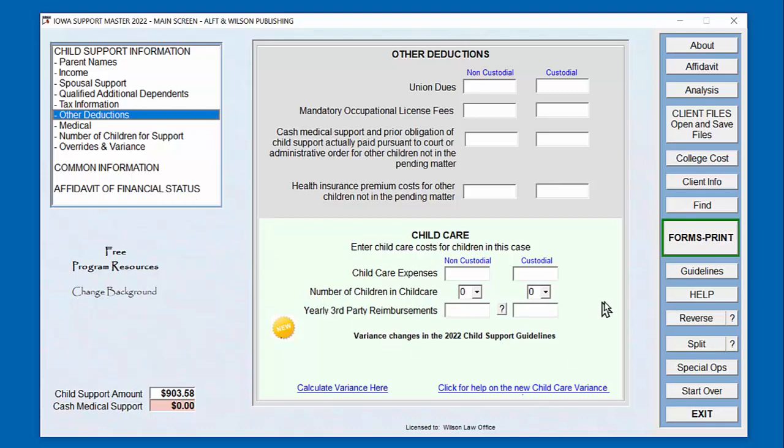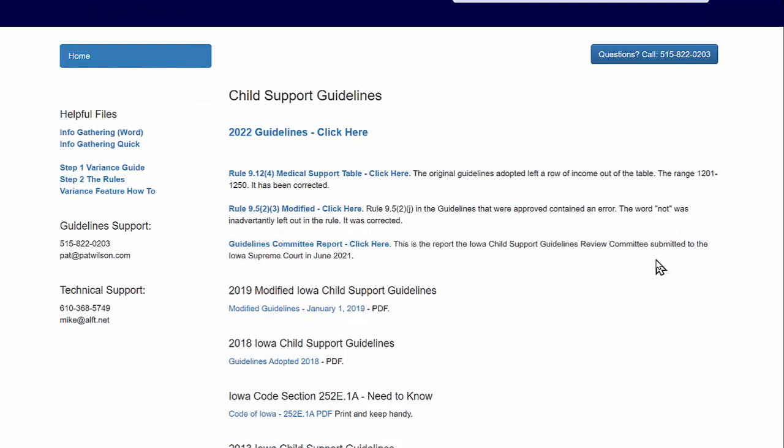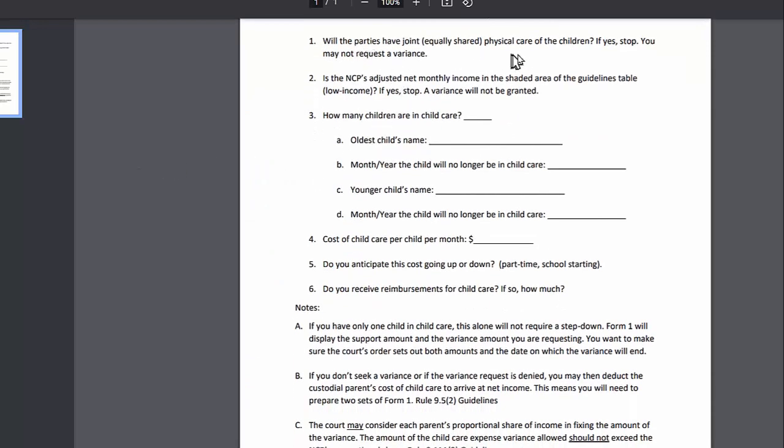There are help files for this, and you should look at those. They're under the guidelines button of Support Master. They're right over here. We have a step-by-step variance guide that you can use to go down through. It explains if you have equally shared custody, you may not request a variance. If the non-custodial parent is low income in the shaded area, you may not get a variance. Shaded area, you're talking $10,000 or $12,000 of income. You'll need to know this information: when the children will no longer be in child care, the cost, do you anticipate it changing, and are there any reimbursements?